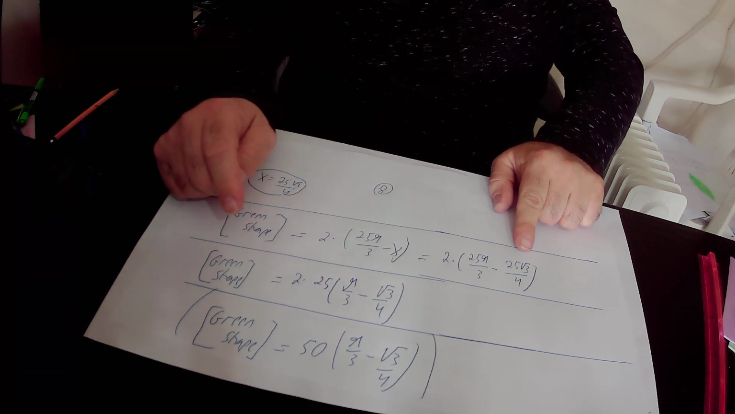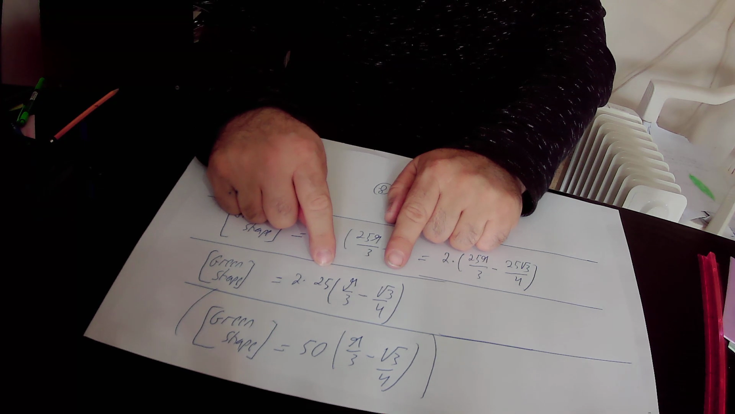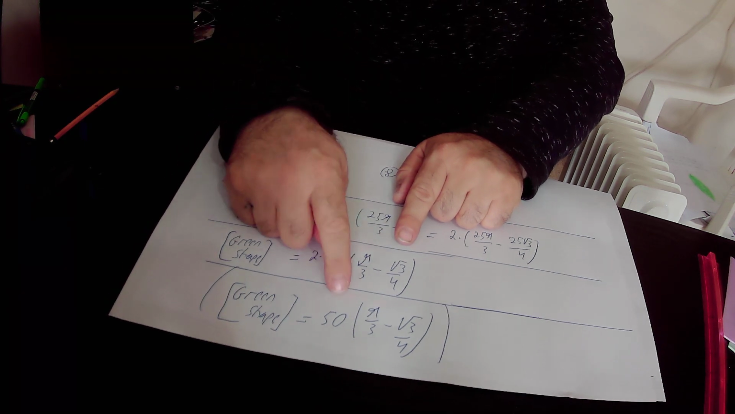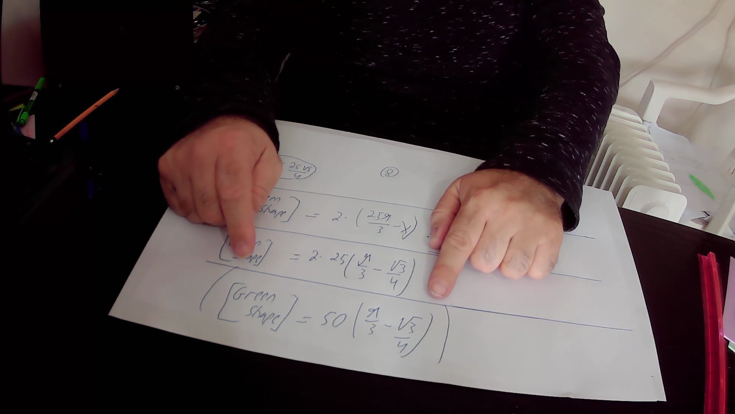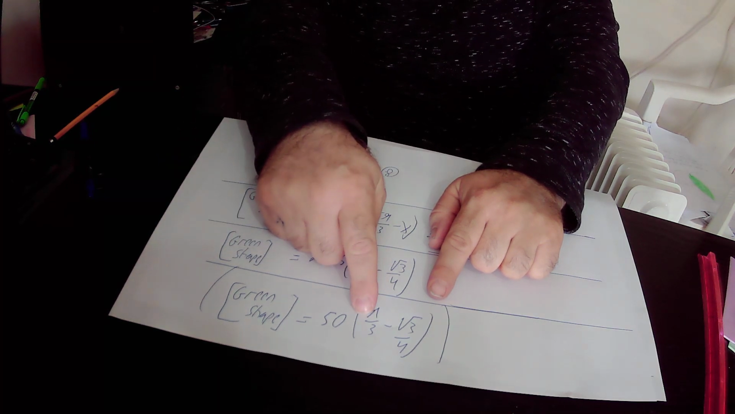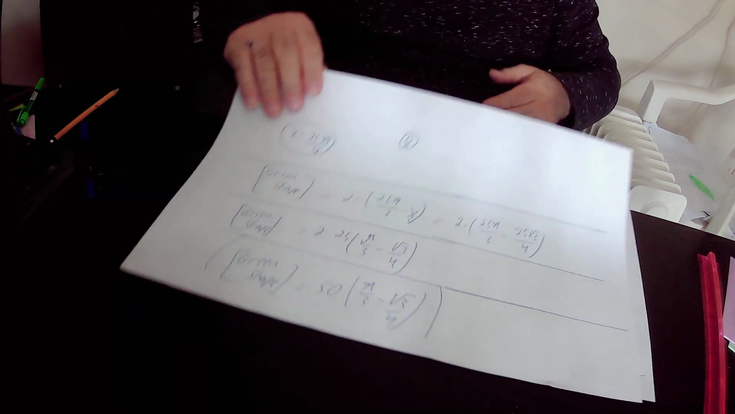So in conclusion, the area of the green shape equals 2 times 25 times pi over 3 minus square root of 3 over 4. 2 times 25 is 50. So the area of the green shape according to the first method is equal to 50 times pi over 3 minus square root of 3 over 4 square units. We finished with the first method. Then I presented to you how to find the area of the green shape according to the second method.